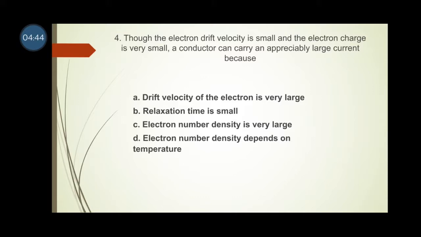Second is relaxation time is small, electron number density is very large, and electron number density depends on temperature. Electron number density does not depend on temperature. That is a basic question. So what will be the answer between B and C? It is electron density is very large. Option C is the correct answer.